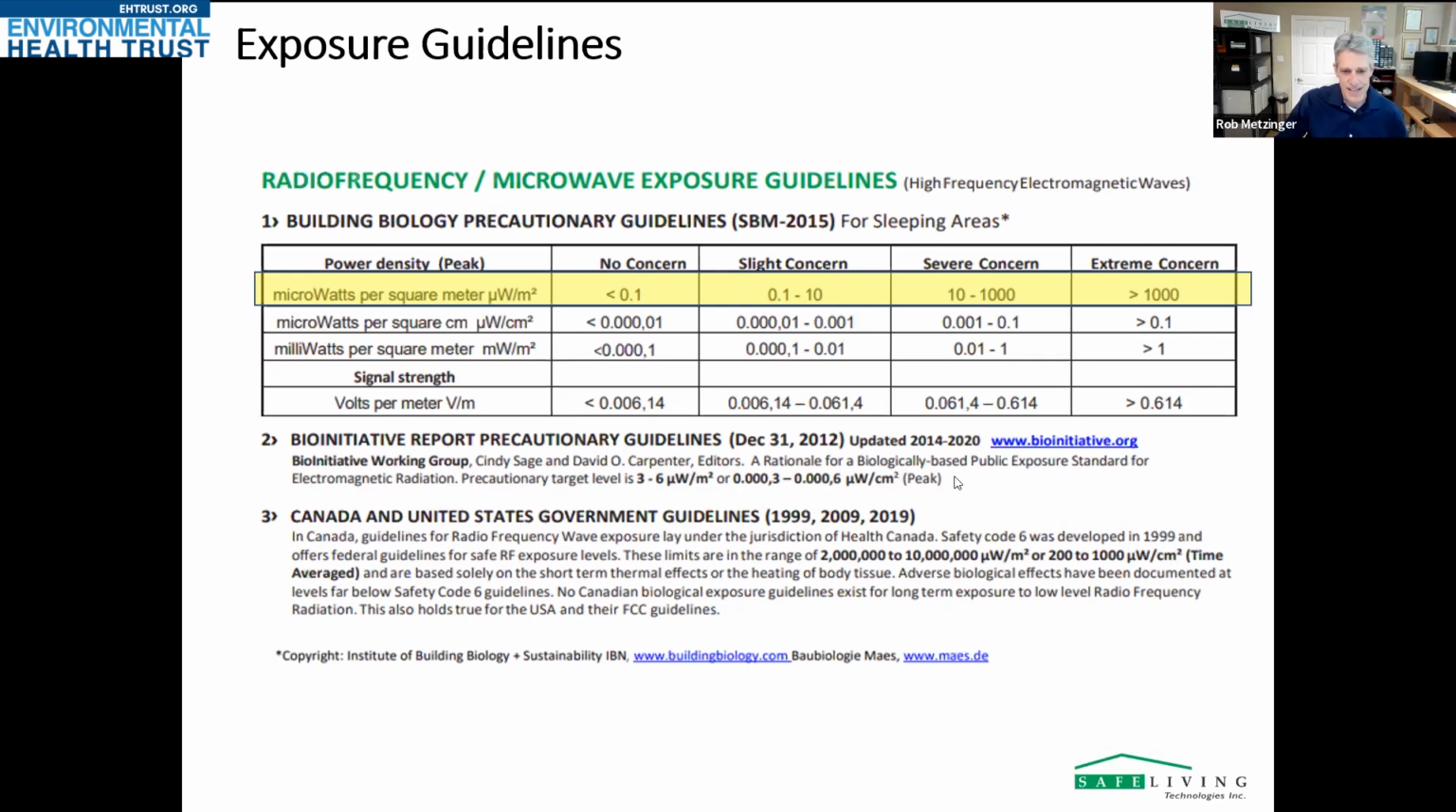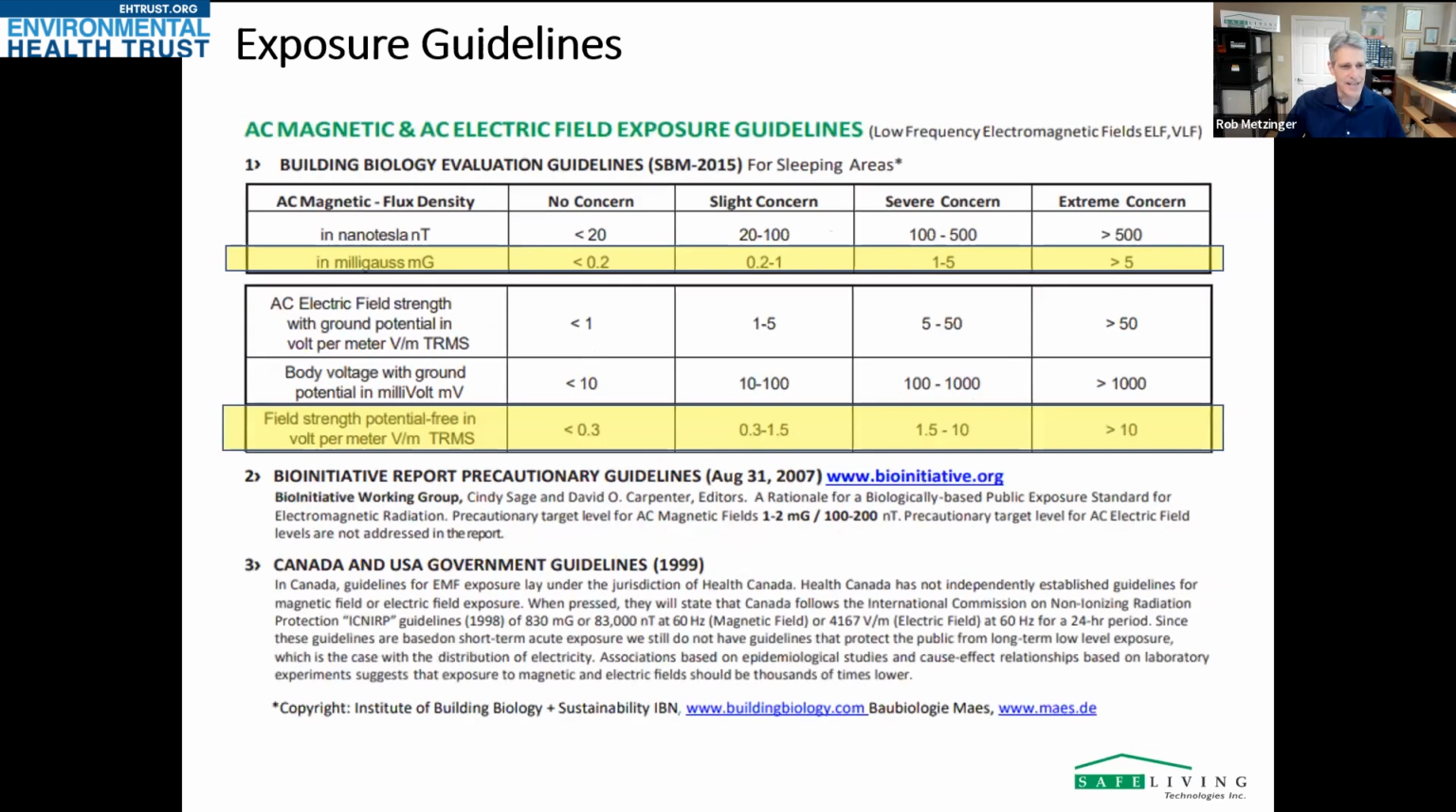Thousands of studies have found that levels down to 3 to 6 microwatts per square meter have biological effects. So certainly the 1 microwatt per square meter we're trying to shoot for is realistic, as there are health effects still in that range. So we definitely need to try and get that low if we can.